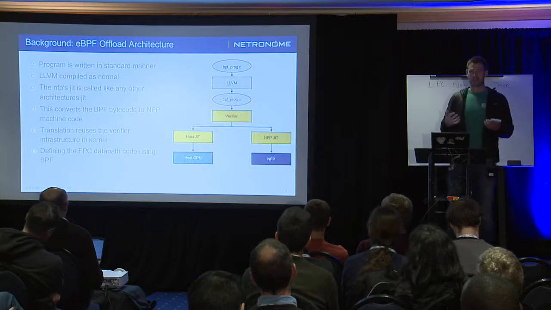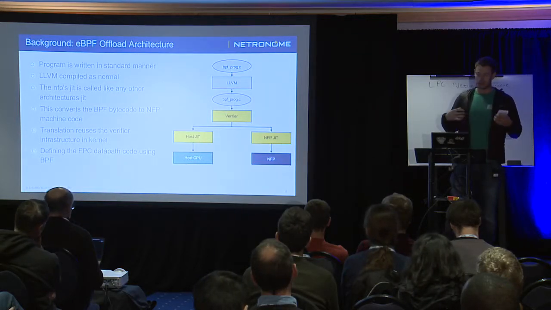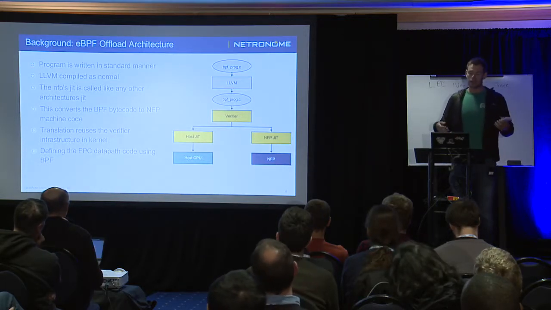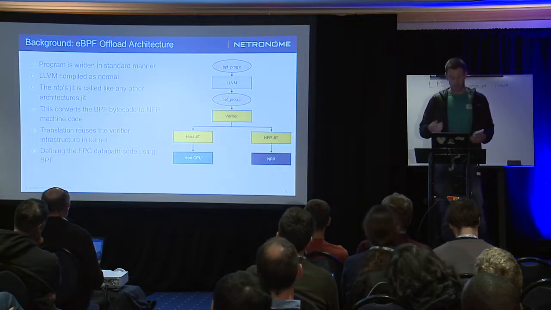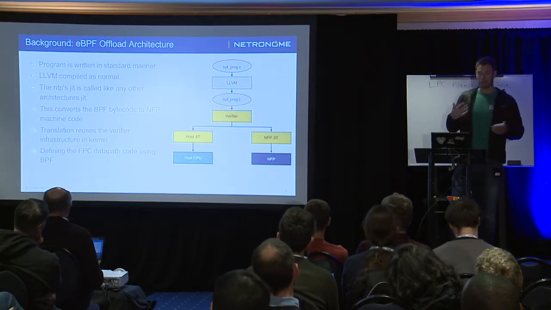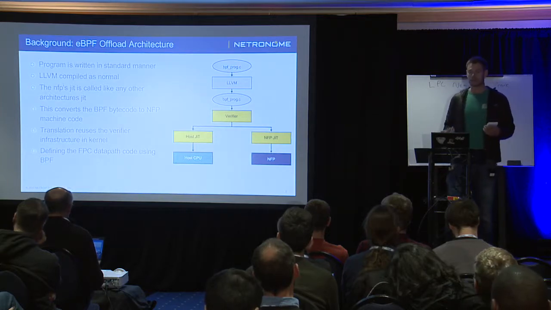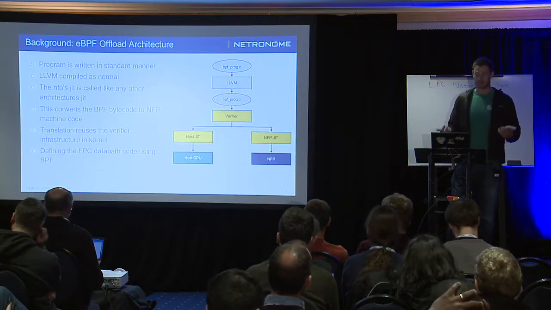So what we did is we basically upstreamed an NFP BPF JIT into our driver. So the JIT is basically used like any other architecture's JIT. We compile the BPF bytecode to our NFP machine code. And as Dave alluded, through things like bpftool, through some of the other infrastructure out there, you can actually inspect the assembler code you're generating and debug it and handle it like anything else.